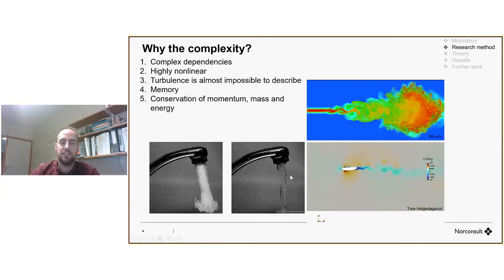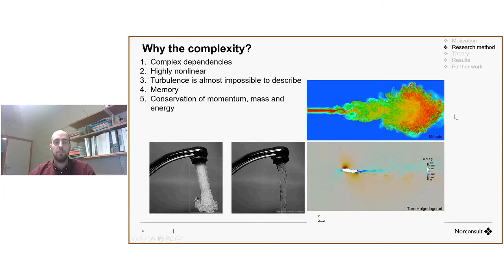You can see the difference when you have water flowing out of the tap. This is almost laminar flow. It looks simple, but when the turbulence gets into the system, it looks really messy. And that's because you have so many dependencies. A small particle on the top here is in relation with a particle here. You have a lot of fluid memory, and it's a highly nonlinear system.